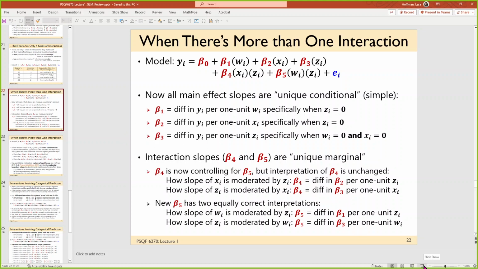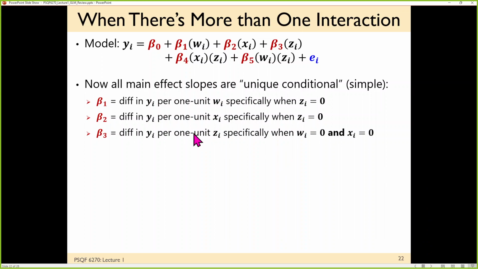This is slide 22 in the original lecture one. I had x by z here. Now I'm adding w by z. So w, x, and z are part of my generic story here. Because w is now involved in this interaction term, it switches to become unique conditional as well. This beta 1 is now the slope specifically in people of a z of 0.